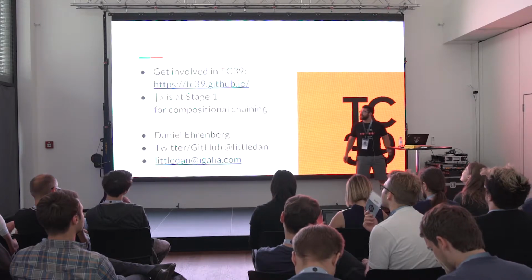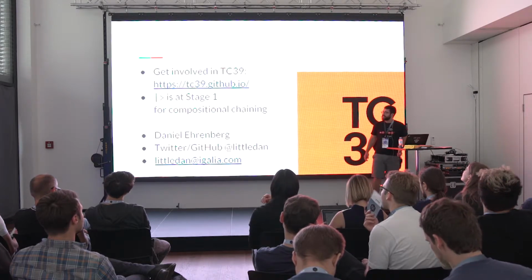Pipeline is at stage 1, and it provides more composable chaining operations so that you don't, just to put things left to right, you don't have to clobber prototypes. You can just import functions and chain them.